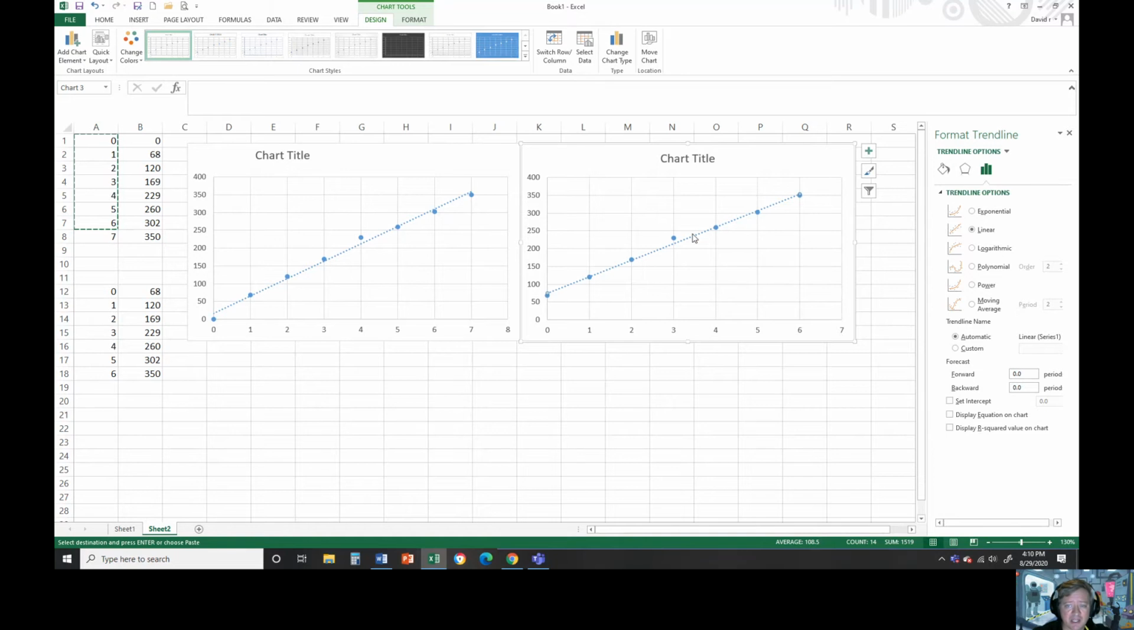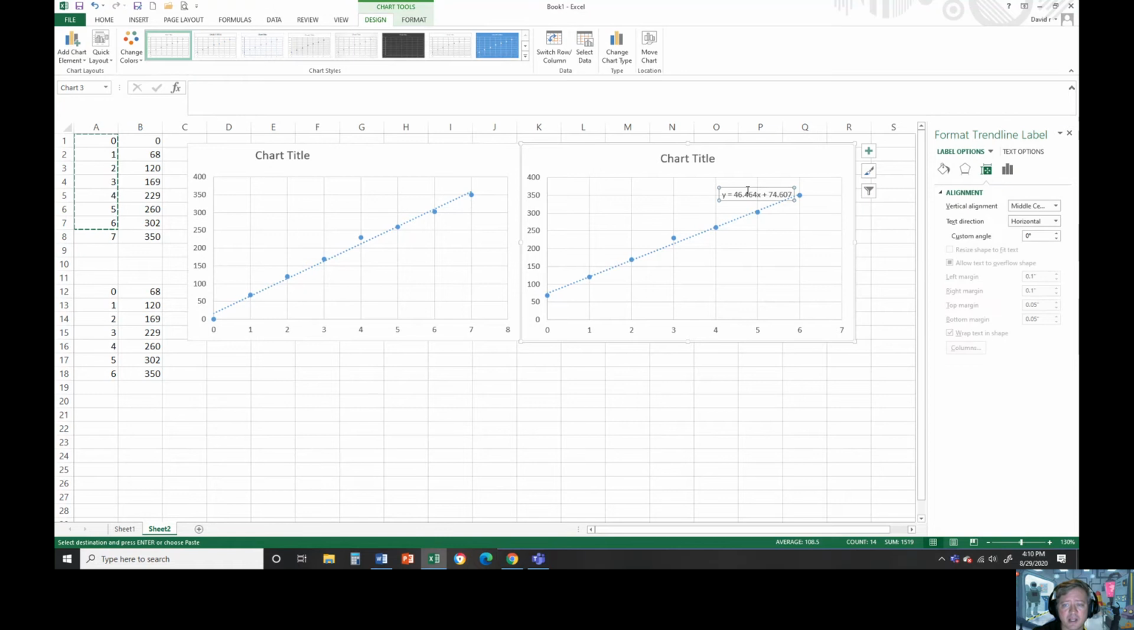Now you can also put in the equation. So if I look on here, you see how the trend line items come up on the right. One of these says display the equation on the chart. And what I get is y equals 46.5x. Well, you might remember the equation y equals mx plus b, where m is the slope of the line and b is your y-intercept. Well, this mx is 46.5x.